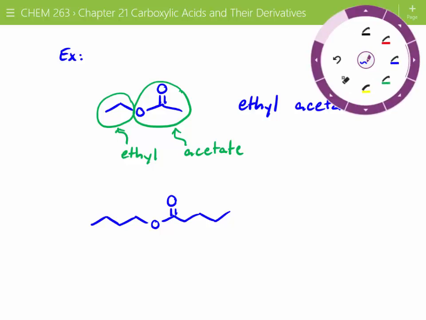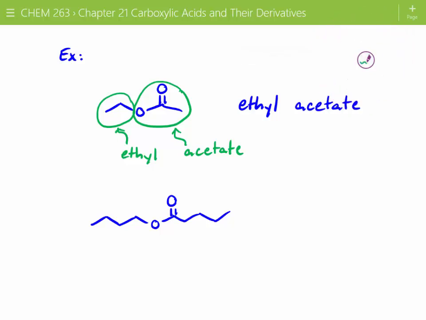Okay, so if we look at this one, we've got a group coming off the oxygen. What would this be? It'd be butyl. If this were an acid, what acid would it be called? Yeah, the chunk on the right that's circled in green. Pentanoic acid. So this would be pentanoate.